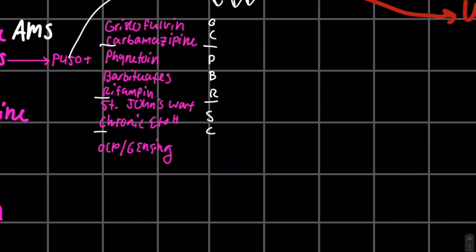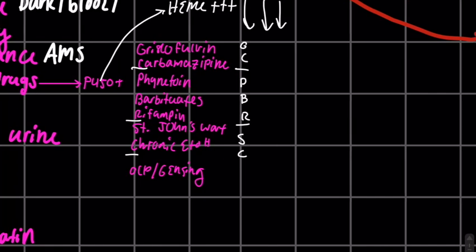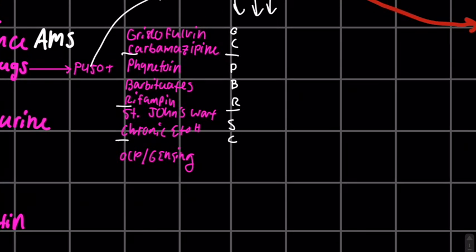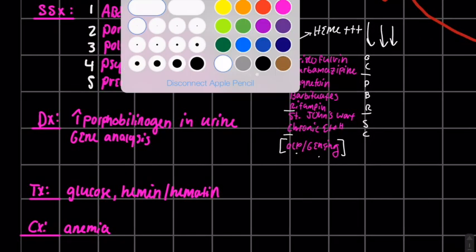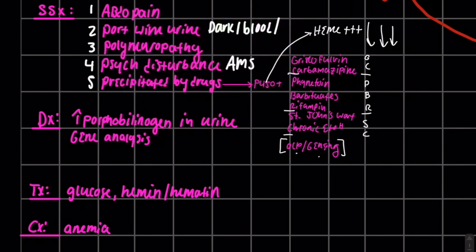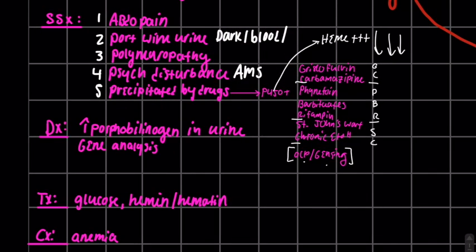Chronic alcohol is going to upregulate the CYP450 system. Other things that you may see on test questions more than in real life are OCPs and ginseng. Ginseng is that thing that is commonly in teas. It's sort of an herbal supplement. So those are some things that are going to mess with our acute intermittent porphyria. Those are our signs and symptoms.